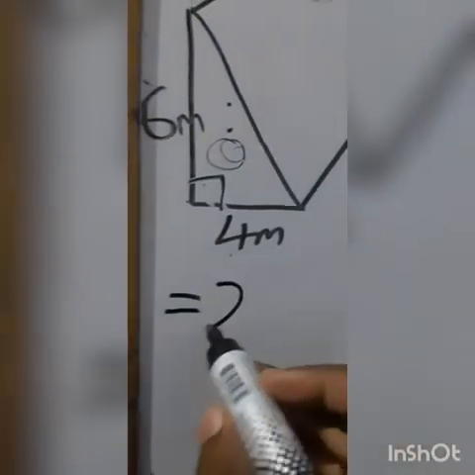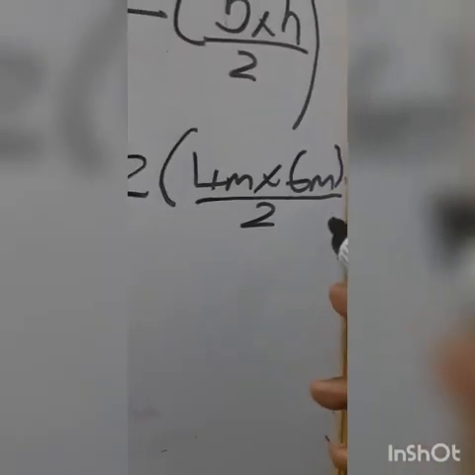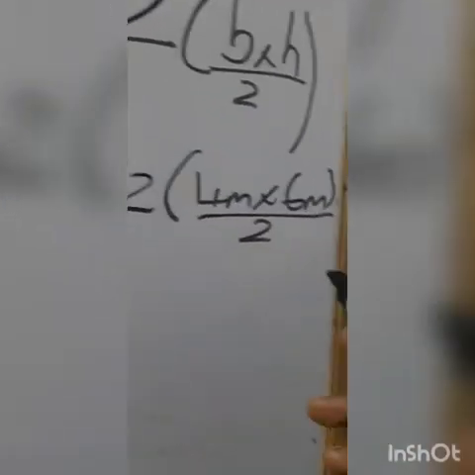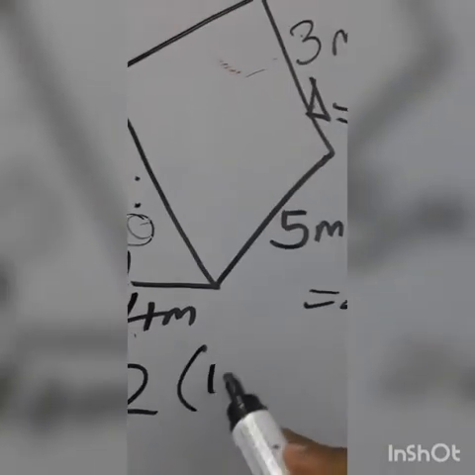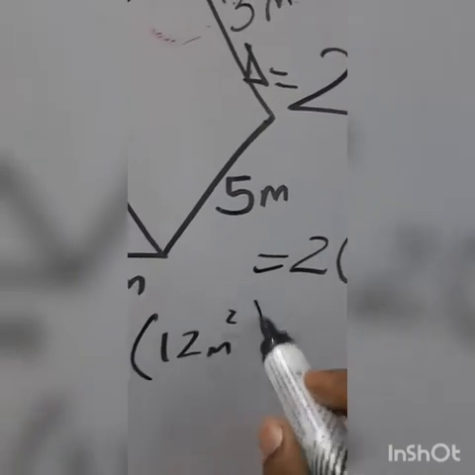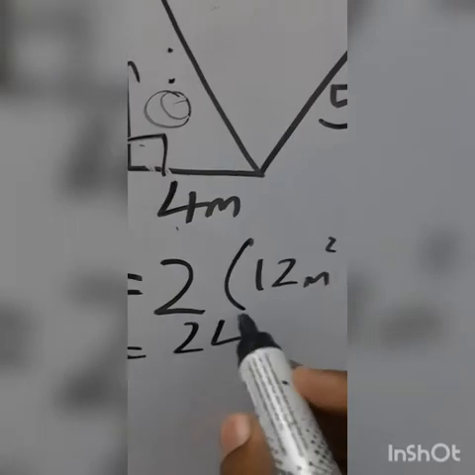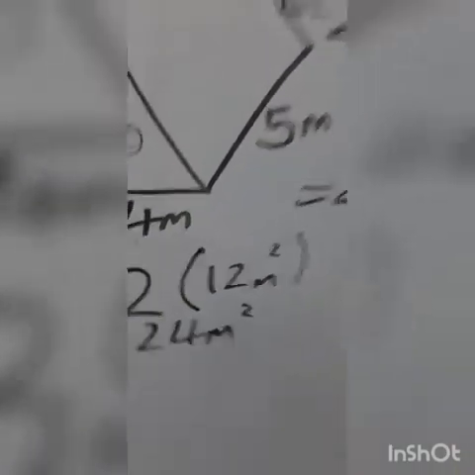So we know that we have 2 multiplied by 4 times 6 is 24, and 24 divided by 2 would give us 12, while meter multiplied by meter would be meter squared. So that would be 12 meters squared multiplied by 2, which will give us 24 meters squared.